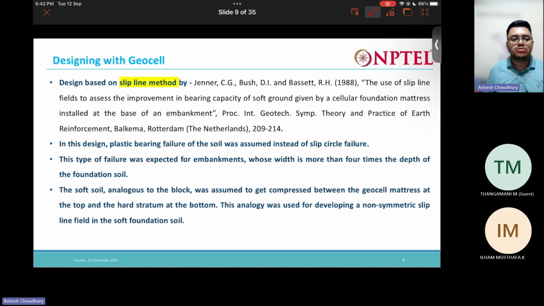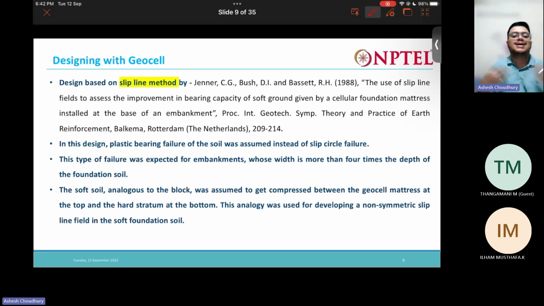All right, so we won't be getting into the slip line method. For more details on how to draw these slip lines, I will suggest that you go through this paper, which is titled here Jenner, Bush and Basin. They have not discussed the slip line method itself, but they have given how to draw the slip lines for our specific case, that is, for this geocell design. They've given the direction and how to calculate everything. They have given all the instructions there. So I suggest that you go through this.